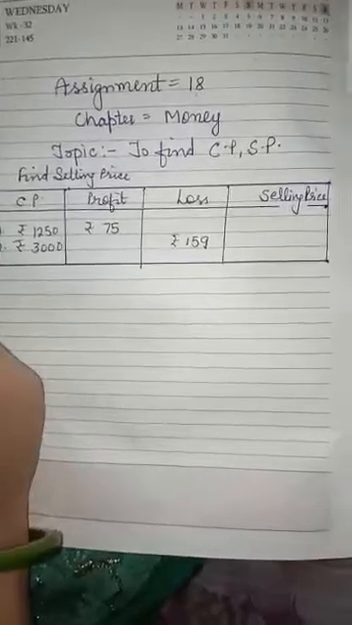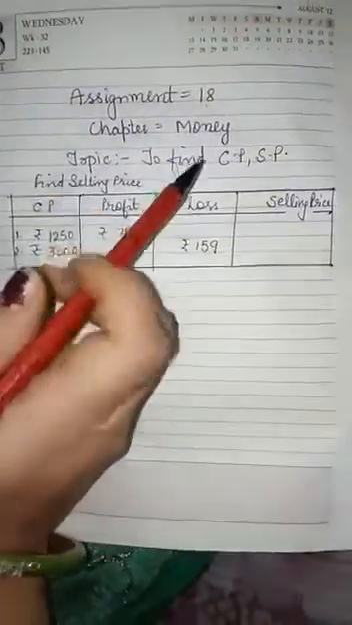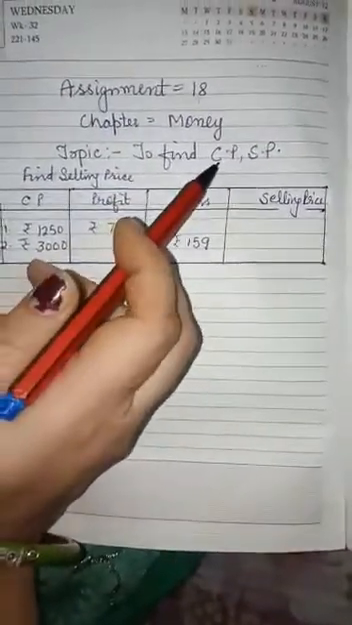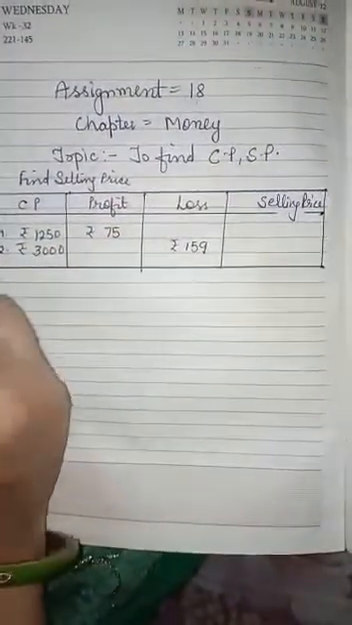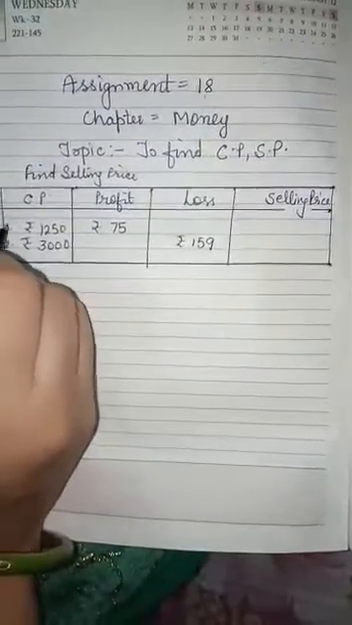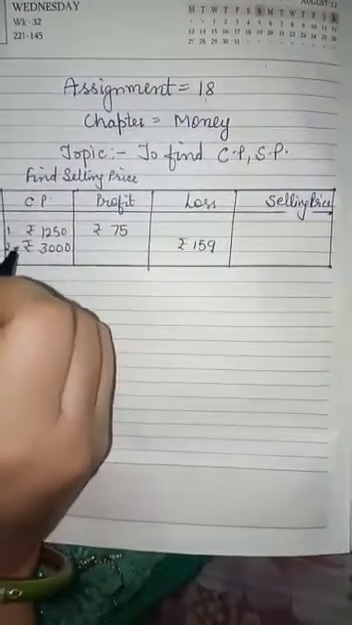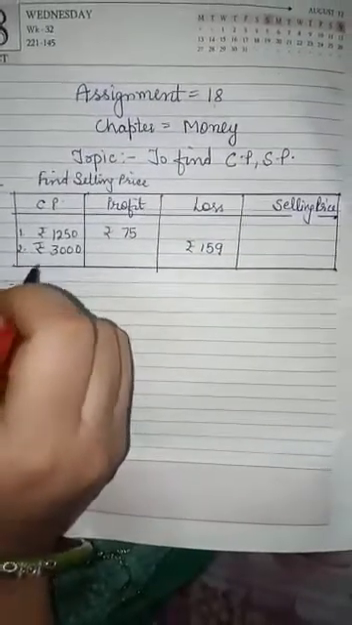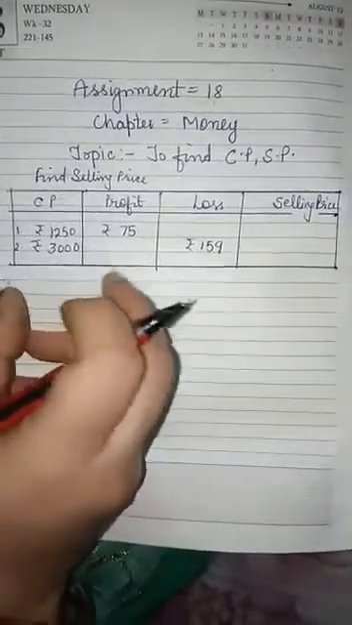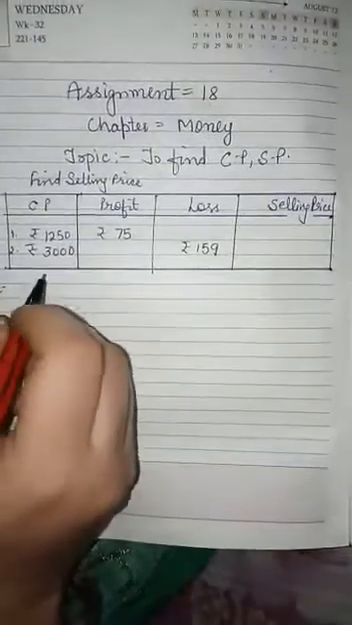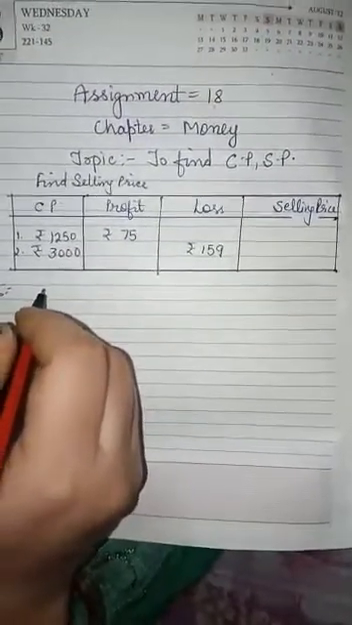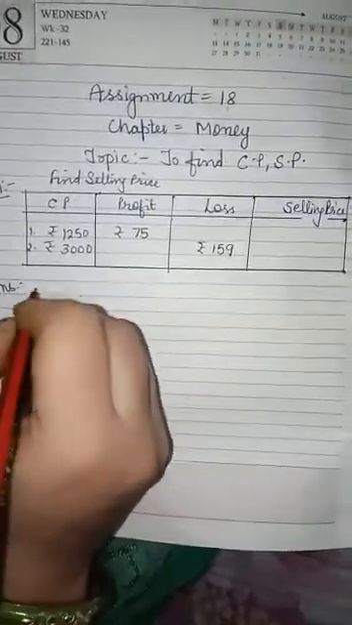Good morning students. Today we will do the same chapter, money, and the following topic: to find cost price and selling price. In this exercise you will have a table to find SP, but you're not allowed to write down the answer in a table form. You just take each part separately, solve it, then write it in your table. I will do the first example.